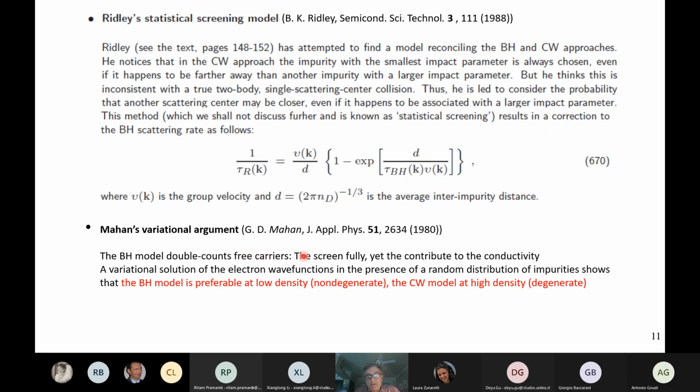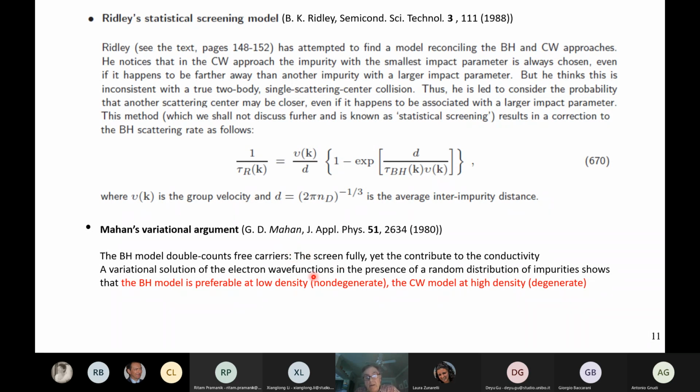Yet, you use the scattering rate that you calculate using the Brooks-Herring model to calculate the mobility, where all electrons move. So which is which? Do they screen or do they move? Clearly, they cannot all do the same things. There will be some electrons which don't move that much and they screen well, and electrons that move and they don't screen that well anymore. So you cannot double count it.